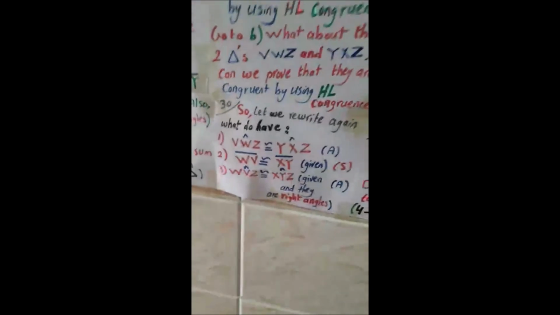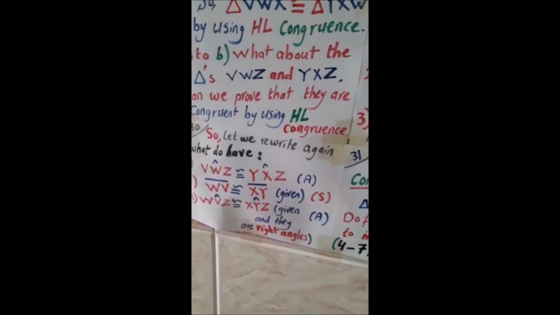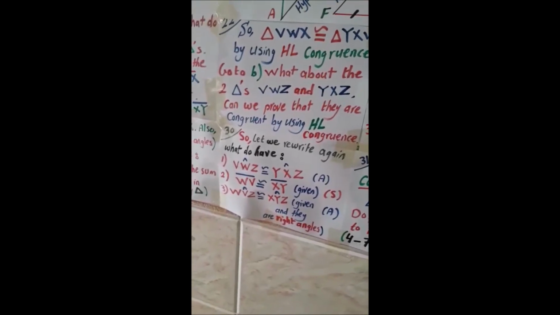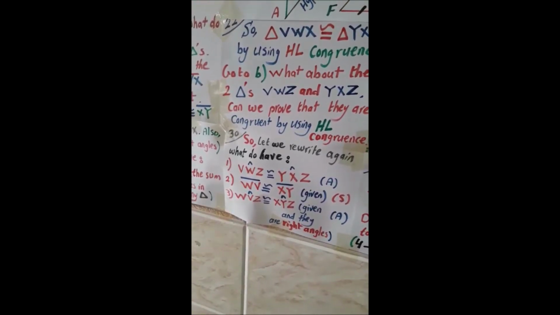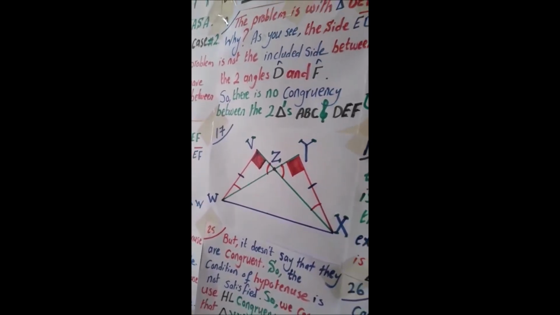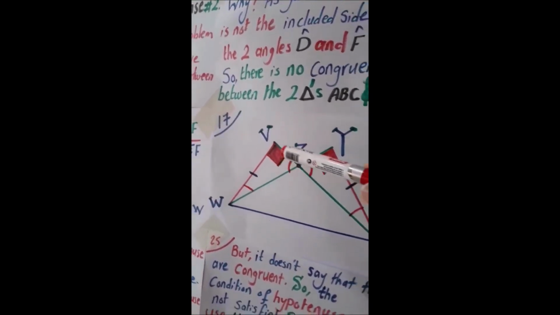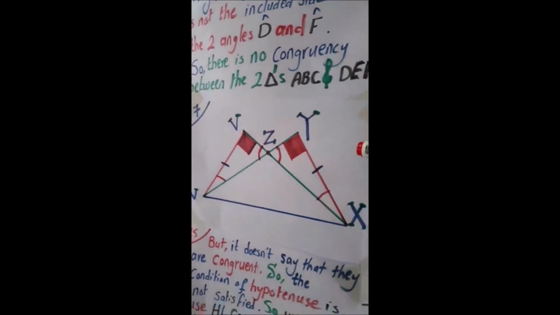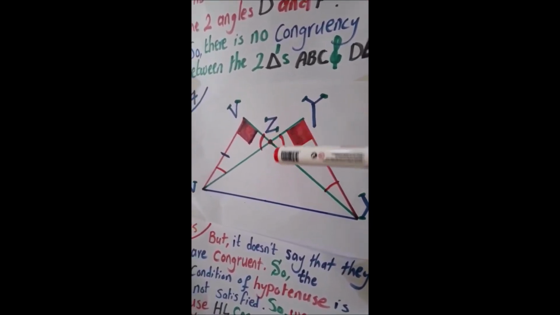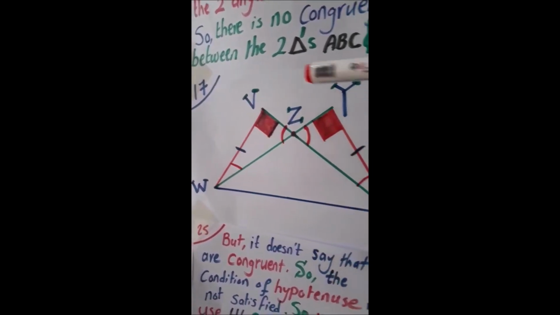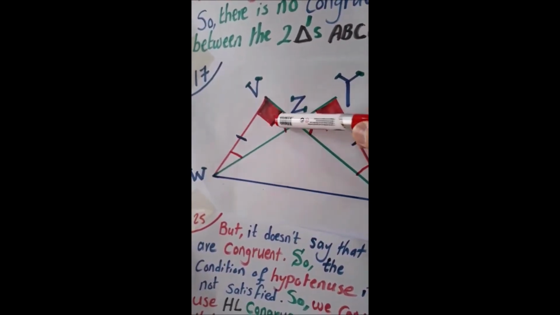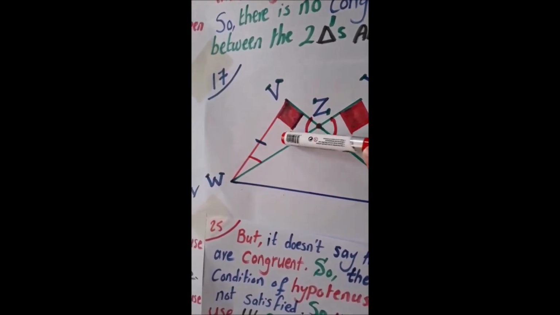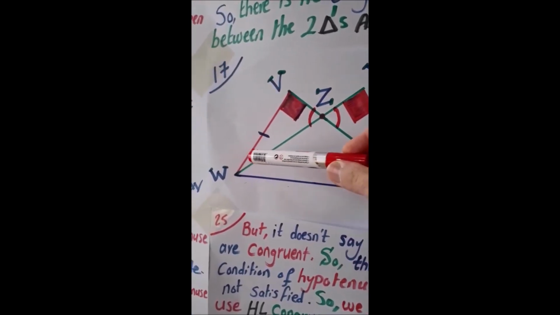Let me continue. So we have this case, angle, side, angle. Let me review them. VWZ congruent to YXZ, angle by angle. WV congruent to XY is given, side, and WVZ is congruent to XYZ is given, also the angle. So guys, let me review them here on the figure. As you see, the angle VWZ is congruent to the angle YXZ, and also the leg or the side WV and the side XY are congruent. And the last one, this angle is 90 degrees and this angle is 90 degrees. So we proved that this triangle and this triangle are congruent by using angle, side, angle.